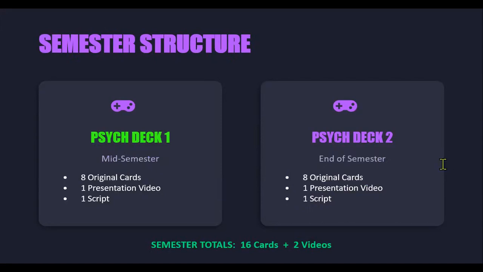Now, an important thing to understand is that you will complete two separate Psych projects this semester. The first one will be done at around the middle of the semester, and the second one will be done towards the end of the semester. For each of the Psych projects, you're going to create 8 cards and you're going to make one video presentation. And when you turn it in, you're going to turn in your script as well. Your script can be just an outline, or it could be the full script if you created a full script. That means that by the end of the semester, you will have created 16 total cards and 2 videos.